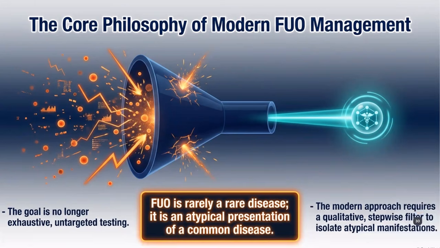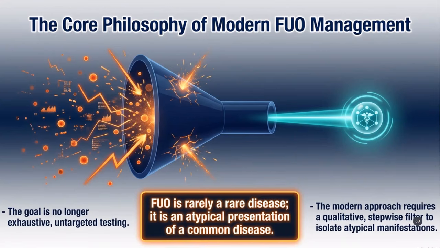So remember that the core philosophy of pyrexia of unknown origin management has evolved, and now it is rarely a rare disease, but it is basically an atypical presentation of a common disease. So whenever we are looking at disease patterns in clinics, it can be a typical presentation of a common disease, an atypical presentation of a common disease, then a typical presentation of a rare disease, and then an atypical presentation of a rare disease. So there are four patterns that you can see in your clinic in any patient, and the aim is to identify which pattern you are dealing with.